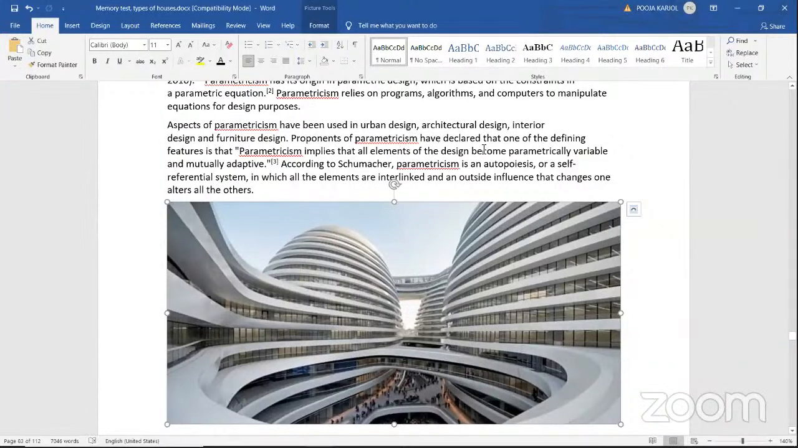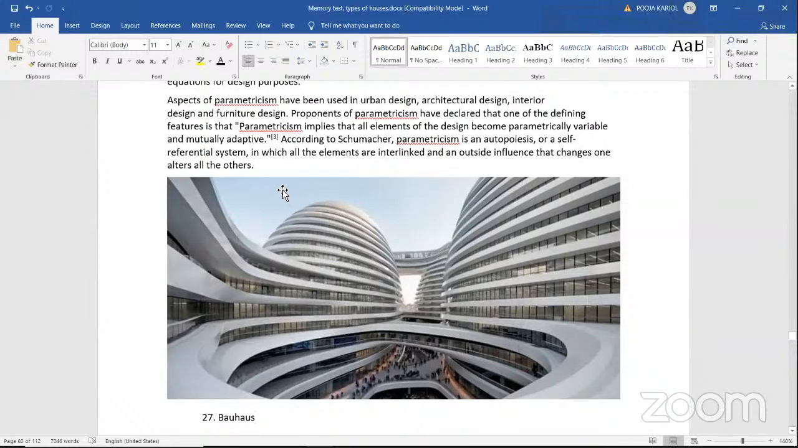Proponents of parametricism have declared that one of the defining features is that parametricism implies that all elements of the design become parametrically variable and mutually adaptive. According to Schumacher, parametricism is an autopoietic or self-referential system in which all elements are interlinked and an outside influence that changes one alters all the others. It is more of a concept than an actual architecture style.